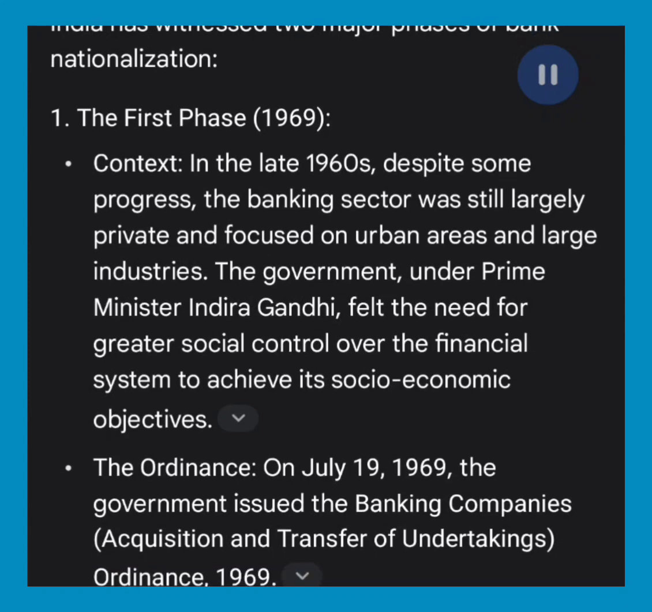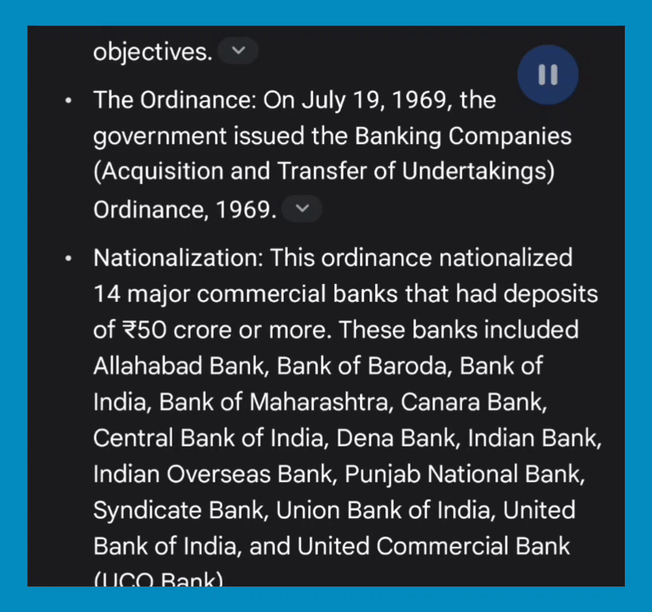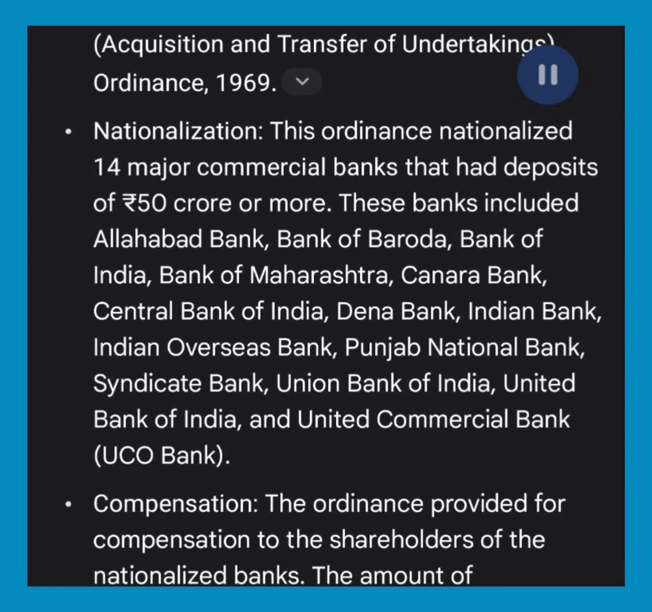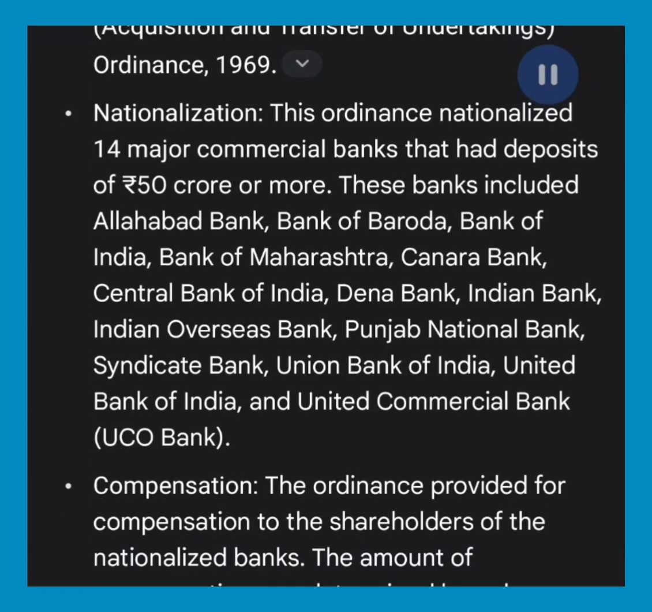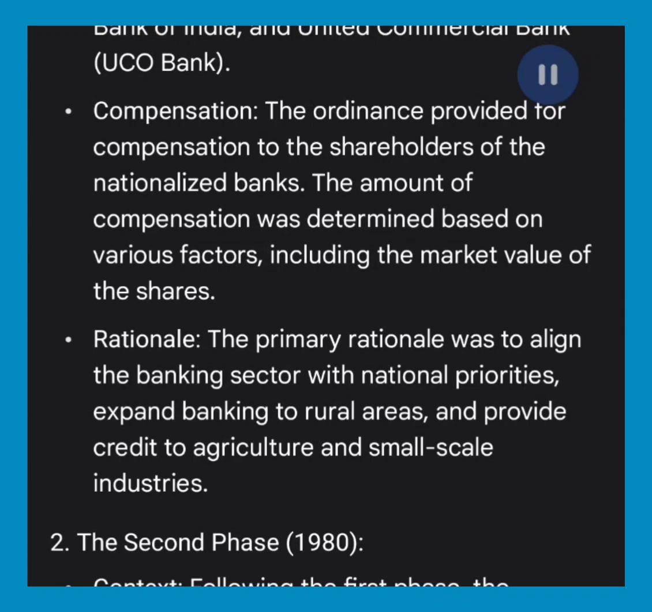The Ordinance. On July 19, 1969, the government issued the Banking Companies, Acquisition and Transfer of Undertakings, Ordinance 1969. Nationalization. This ordinance nationalized 14 major commercial banks that had deposits of 50 crore rupees or more. These banks included Allahabad Bank, Bank of Baroda, Bank of Maharashtra, Canara Bank, Central Bank of India, Dena Bank, Indian Bank, Indian Overseas Bank, Punjab National Bank, Syndicate Bank, Union Bank of India, United Bank of India, and United Commercial Bank, UCO Bank.